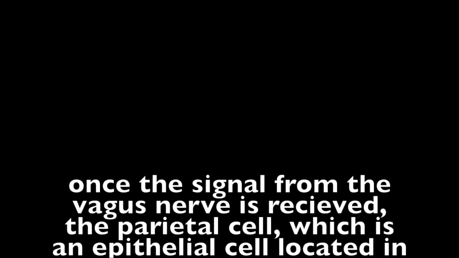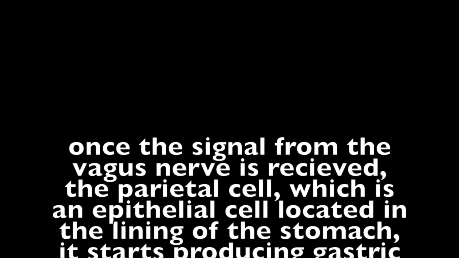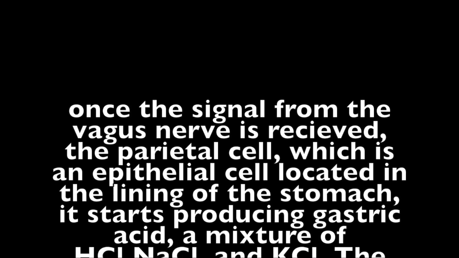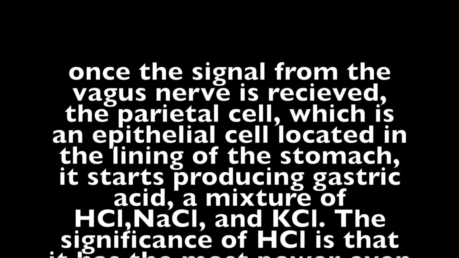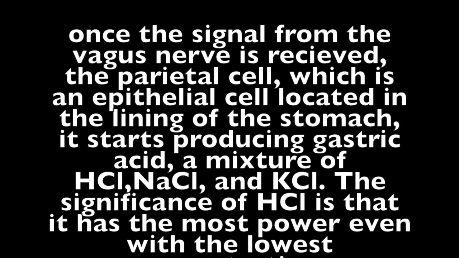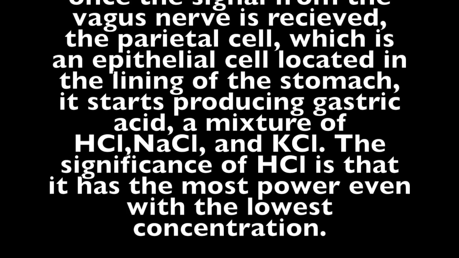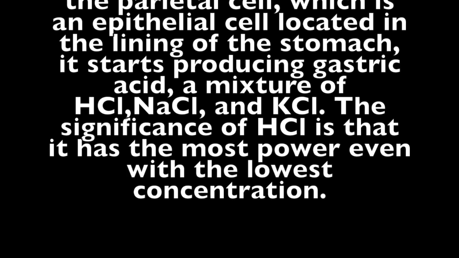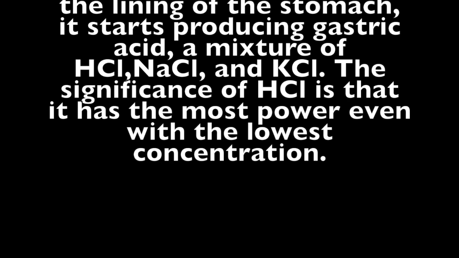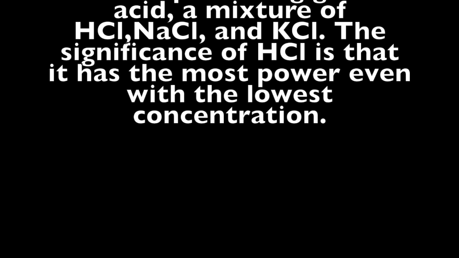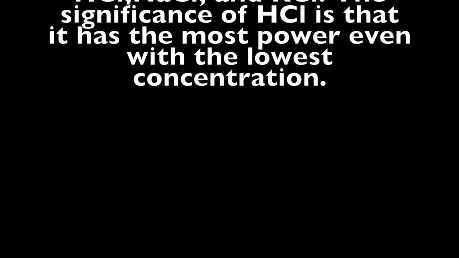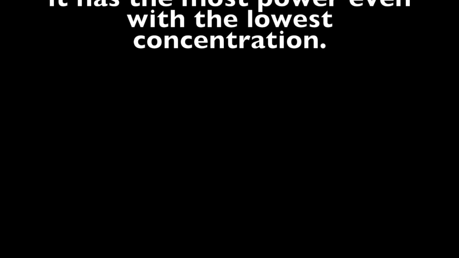Once the signal from the vagus nerve is received, the parietal cell, which is an epithelial cell located in the lining of the stomach, starts producing gastric acid, a mixture of HCl, NaCl, and KCl. The significance of HCl is that it has the most power even with the lowest concentration.